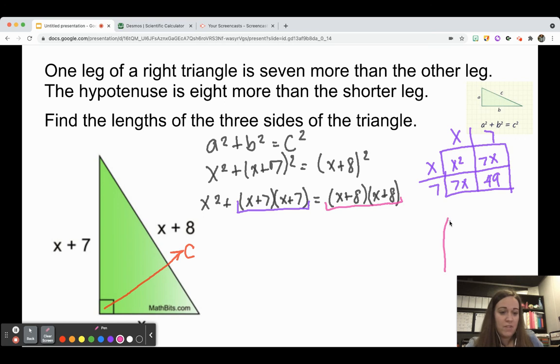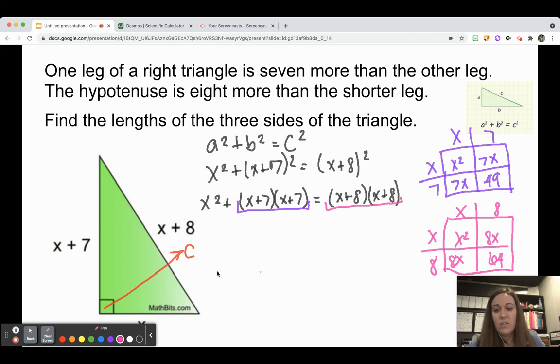Just go all the way down this time. Okay. X and 8, x and 8. X squared, 8x, 8x, and then 64. Okay, so let's write out everything that I just solved.